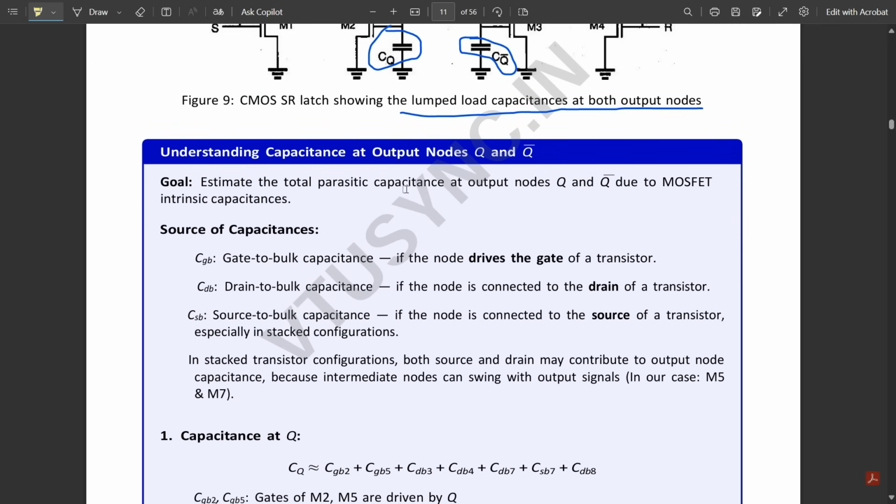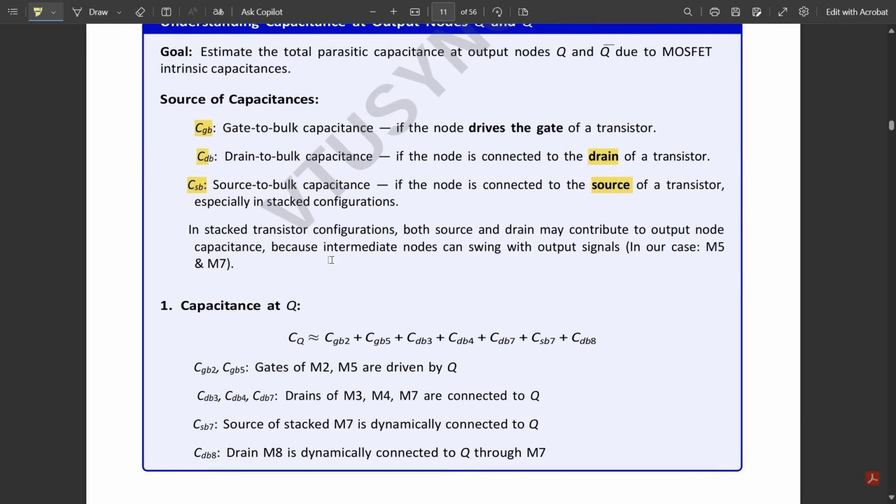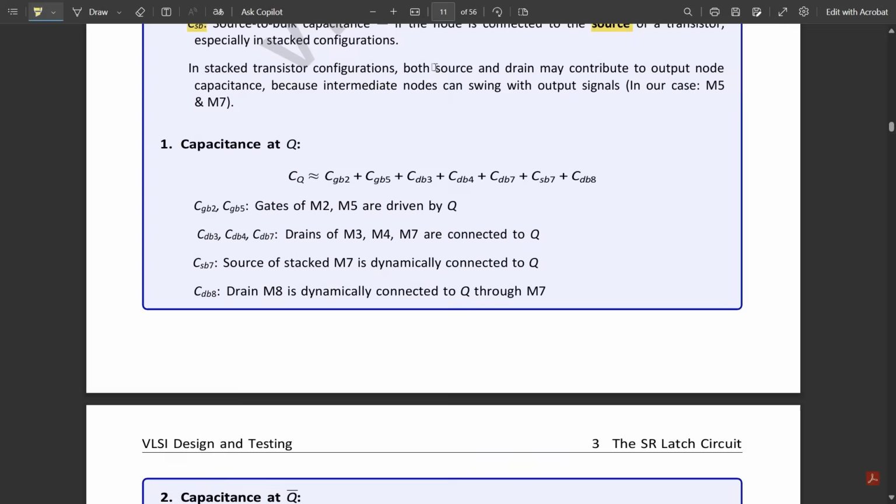Its goal is to estimate the total capacitance at output nodes due to the MOSFET intrinsic capacitances. The sources of capacitance are CGB, CDB and CSB. CGB is the gate to bulk capacitance, which functions if the node drives the gate of the transistor. The drain to bulk capacitance CDB is activated if the node is connected to the drain of the transistor. Then source to bulk capacitance CSB is activated if the node is connected to the source of the transistor, especially in stacked operation. In a stacked transistor configuration, both the source and drain may contribute to the output node equally because the intermediate nodes can swing with the output signal.